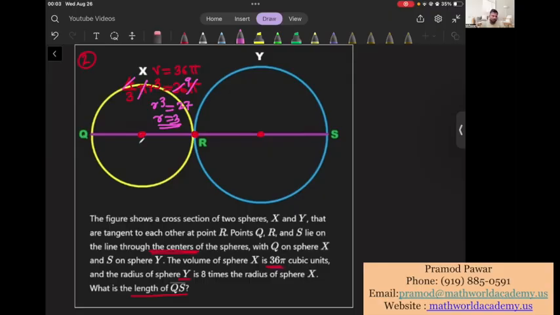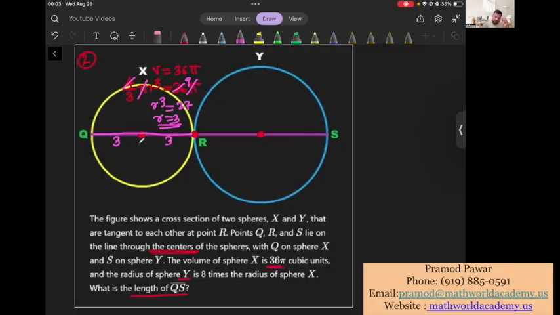You can just do it by hand or you can just use a calculator. Okay. So your R, or the radius of the first sphere, is 3. That means this is 3. Then this is also 3. So your diameter is 6 for the first one. So that's the information we have for the first one.